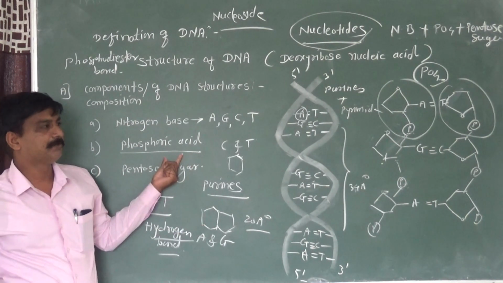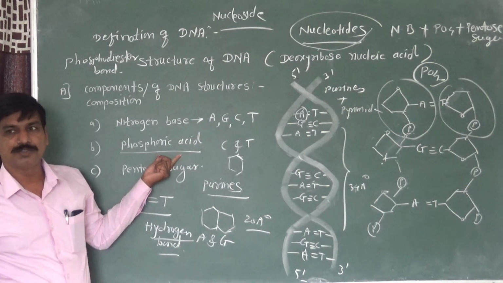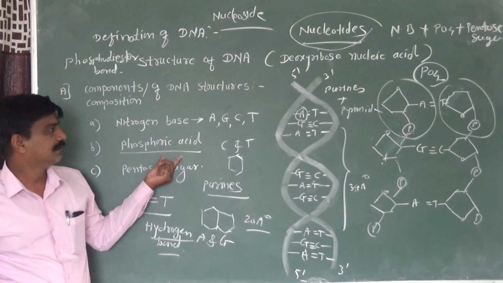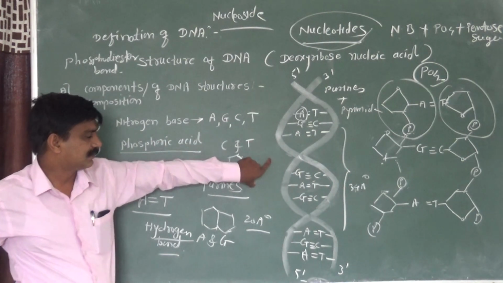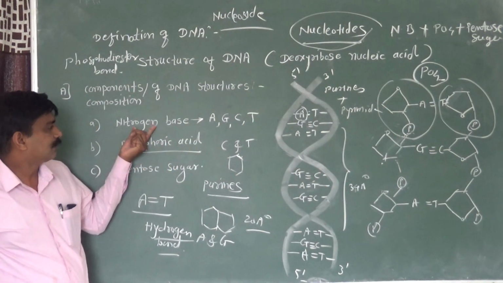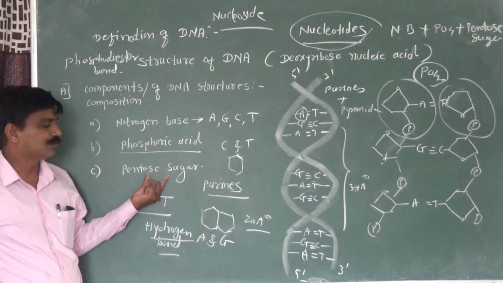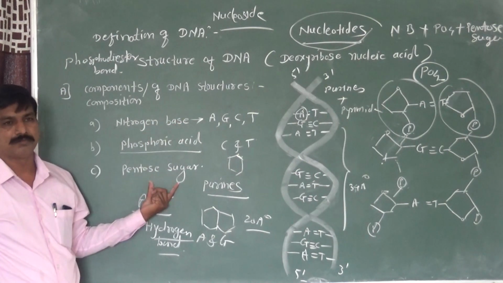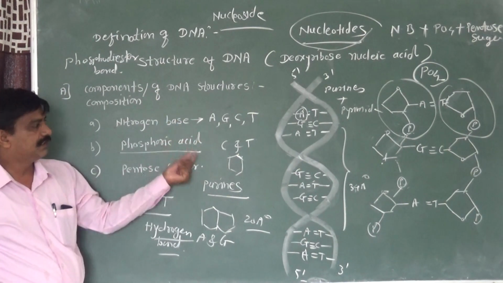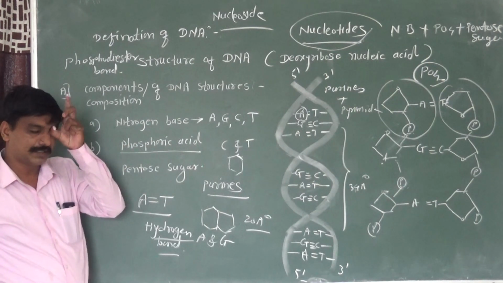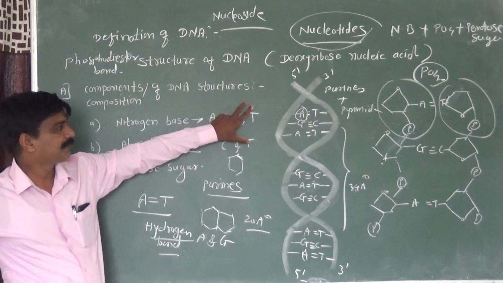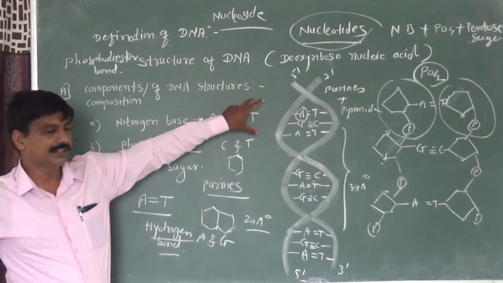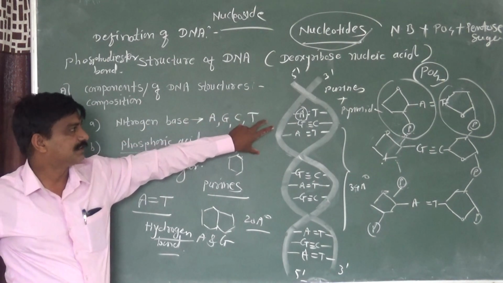But in the DNA structure there are thousands of nucleotides, and it is a double helix structure. Nitrogen base, phosphoric acid and pentose sugar make up the DNA. DNA is the genetic material, and it transfers the genetic information of the cell, in eukaryotic cells as well as prokaryotic cells.